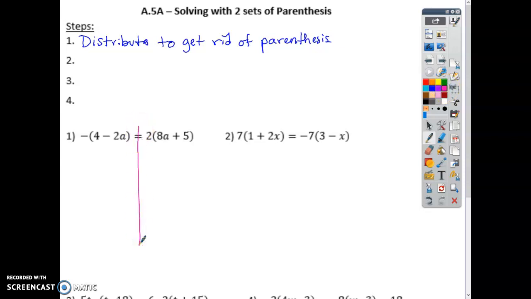What do I need to distribute? How many things am I distributing? How many parentheses do you see? 2. That means I'm distributing 2 things. Okay? I'm distributing this -1 because that is a -1, and I am distributing the 2. Okay, so write down that's a -1, and then this one's a 2. When you distribute, you multiply. So we are going to multiply.